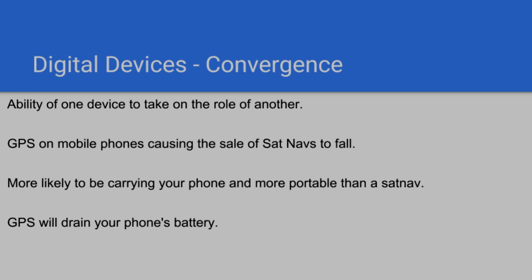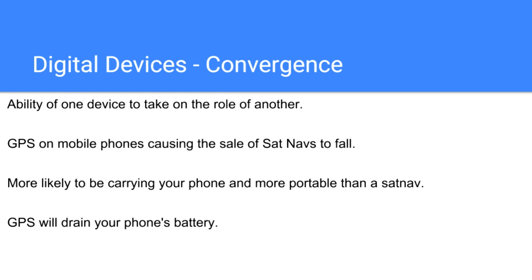Convergence. Convergence is the ability of one digital device to take on the role of another. When a mobile phone is used for navigation, this is convergence. The use of GPS on mobile phones is causing the sale of sat-navs to fall.